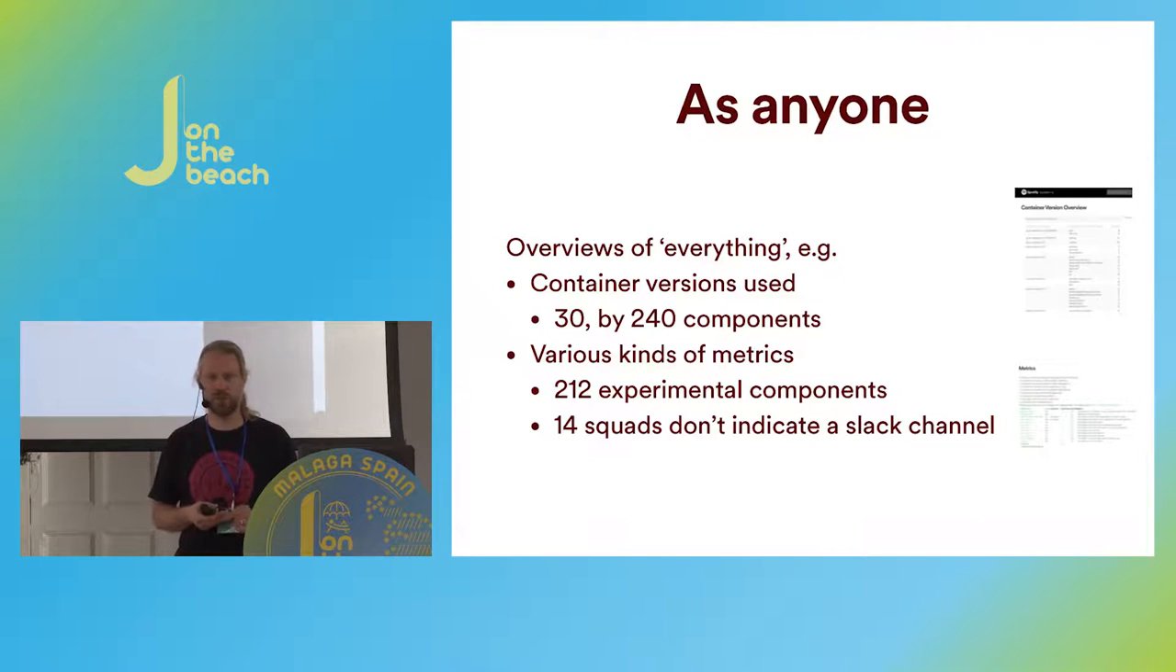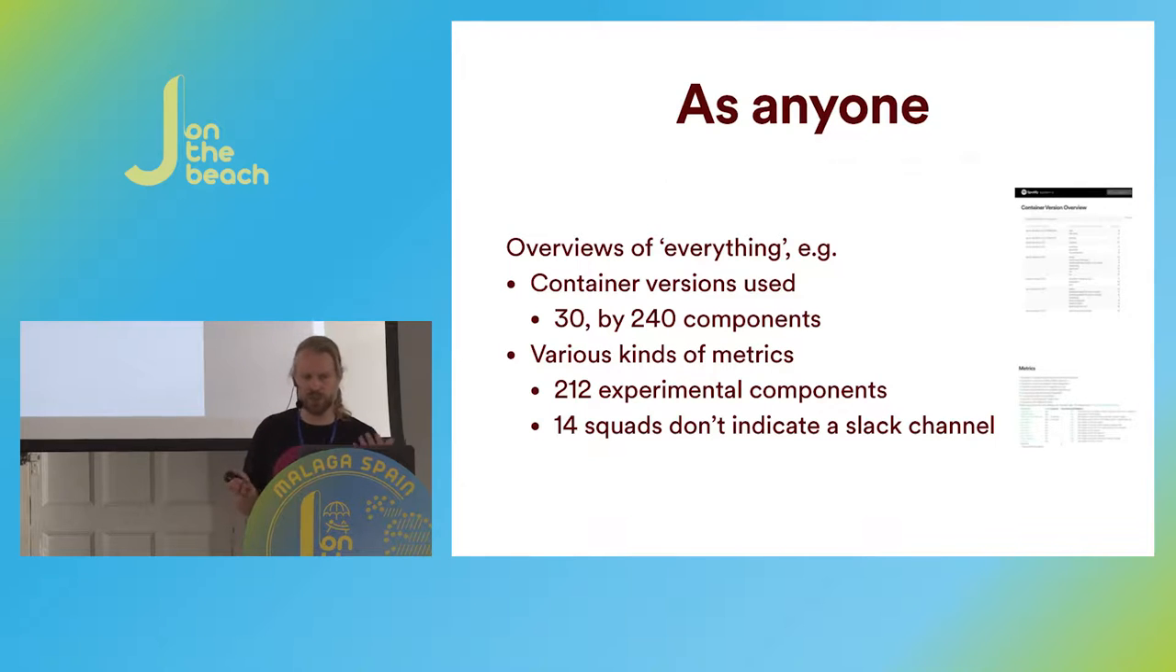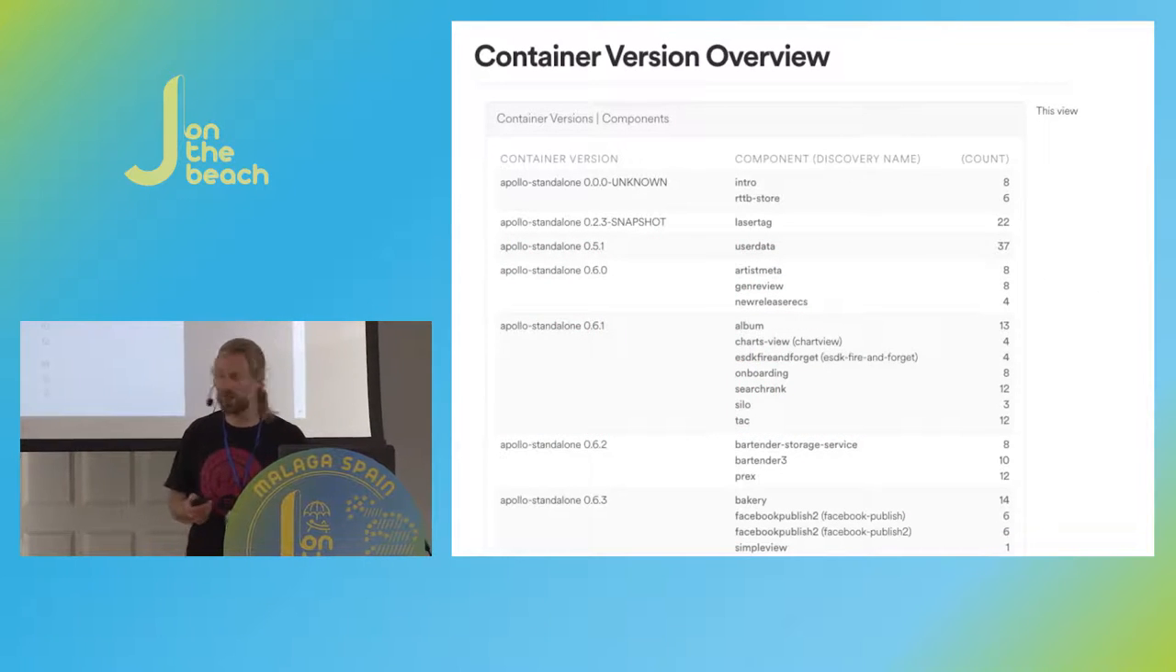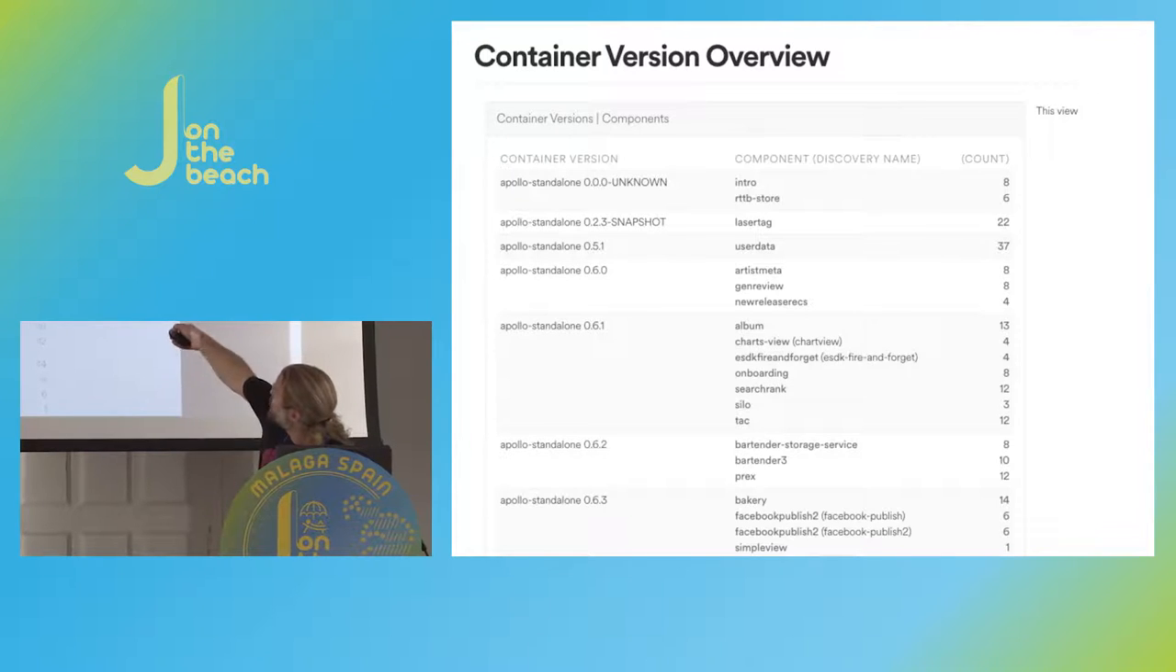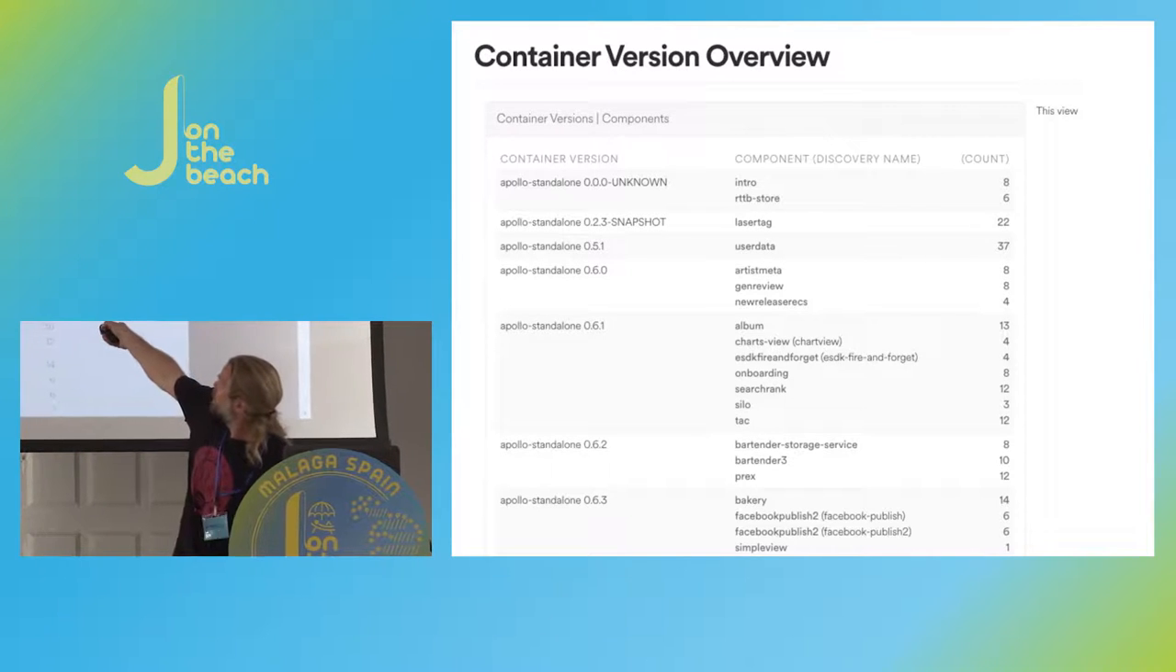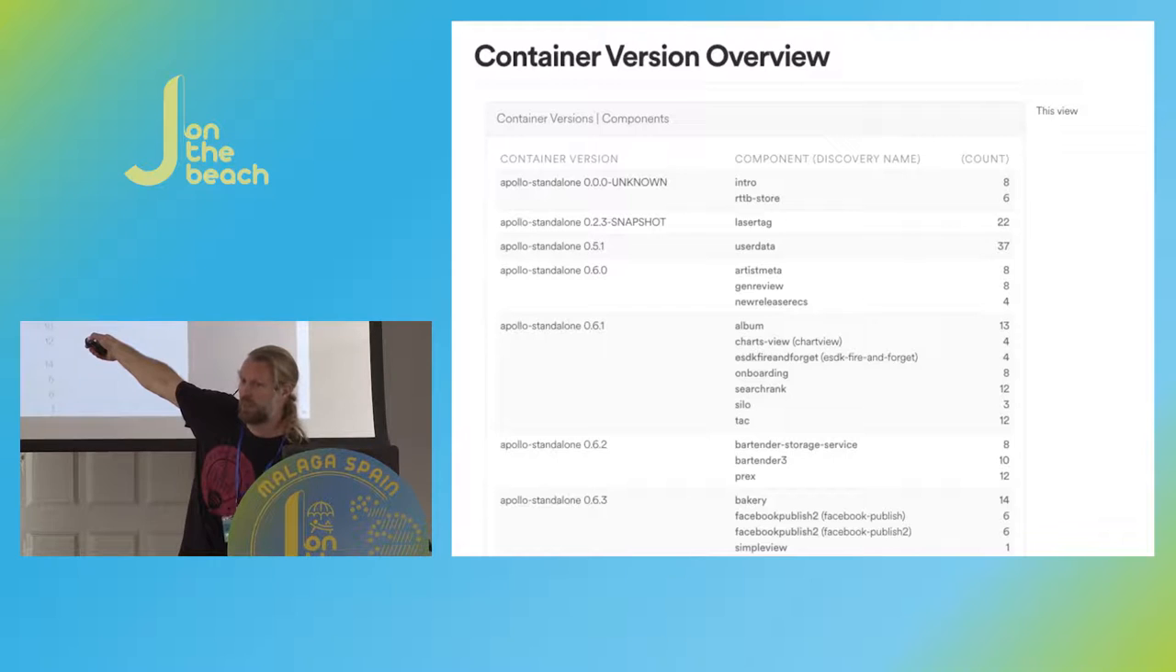And currently we can see about 30 of those running in our backend, as reported by 40 different services. But since we have 1600, that's a lot of them that don't tell us anything because they don't have that capability. Let's see, I think I have a slide here. Yeah, so this is the container version overview. You see that the two components are saying that they are on Apollo standalone 0.0.0-unknown. I don't like that version, but it's out there, apparently.